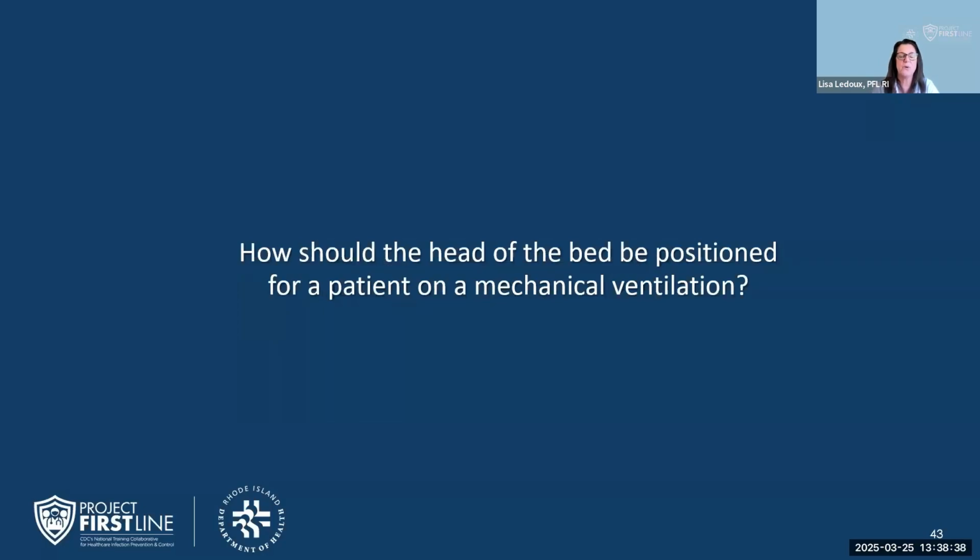And our last poll question. How should the head of the bed be positioned for a patient on mechanical ventilation? A, 0 to 15 degrees, B, 30 to 45 degrees, C, lying flat, D, position doesn't matter. And the answer is B, 30 to 45 degrees, because we know that keeping the head of the bed at 30 to 45 degrees helps to prevent pooling of secretions that can go into the patient's lungs.